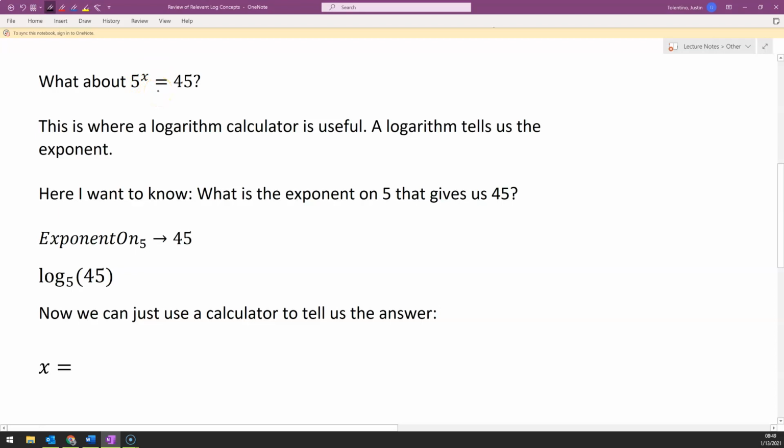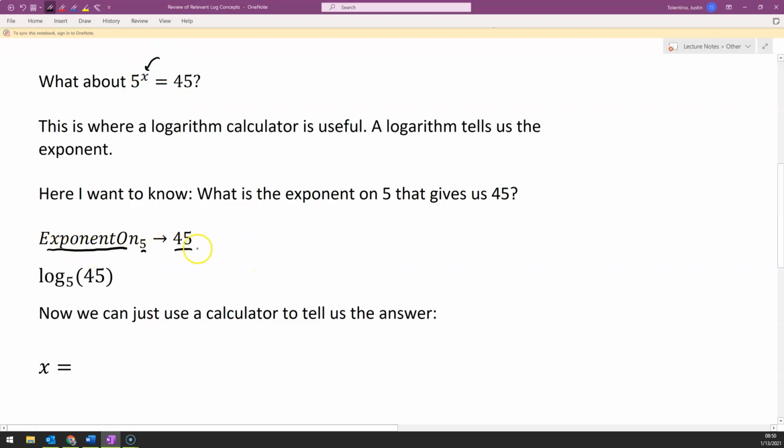Well, luckily, our calculator can actually do these things, right? If we have a scientific calculator, we can use what's called a logarithm. And what a logarithm really tells us is what the exponent is. It answers that actual question: what's the exponent on 5 that gives us 45? So that's what we're looking for. Another way of making it look a little more mathy, I might say, what's the exponent on 5 that gives us 45? And that would give us the answer for this equation.